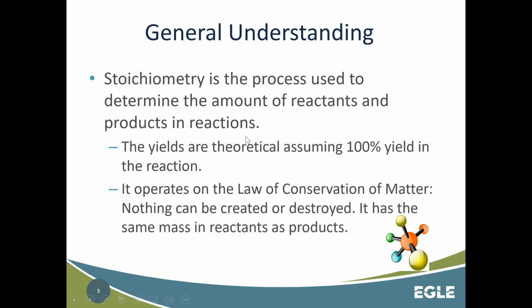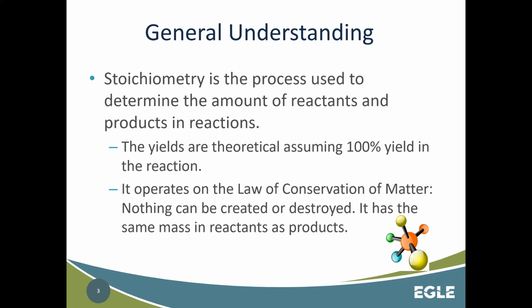General understanding: stoichiometry is the process used to determine the amount of reactants and the amount of product that will be produced through a chemical reaction. Theoretically, we are going to be assuming that every reaction runs 100% from reactants to products, okay? That is not how it works in the real world, but we are going to use that.